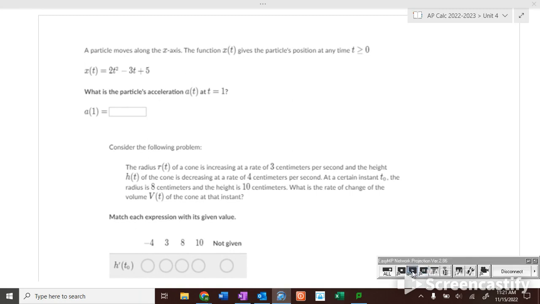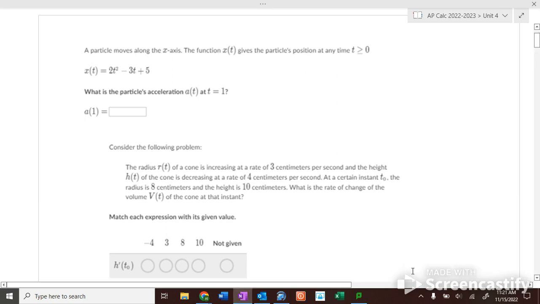Here we go. A particle moves along the x-axis. The function x(t) gives the particle's motion at any time t greater than 0. All right, so what's the particle's acceleration? Now, what is x(t)?